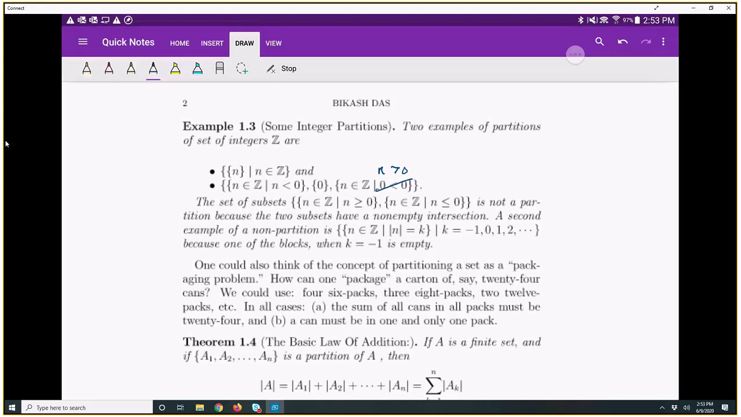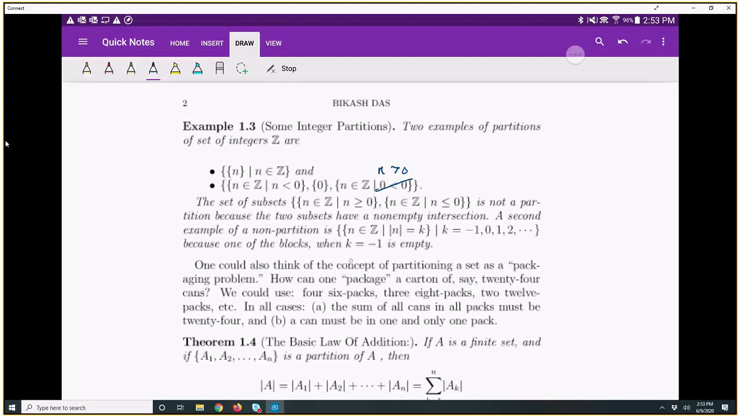And then we want to point out that if we had something like {n in Z such that n is greater than or equal to 0} with {n in Z such that n is less than or equal to 0}, this would not be a partition, these two sets, because they don't have an empty intersection. The intersection is {0}, so this would not count as a partition.